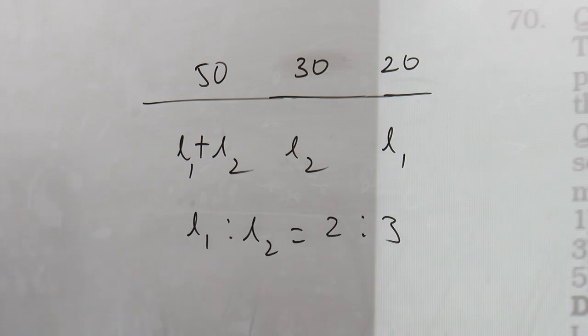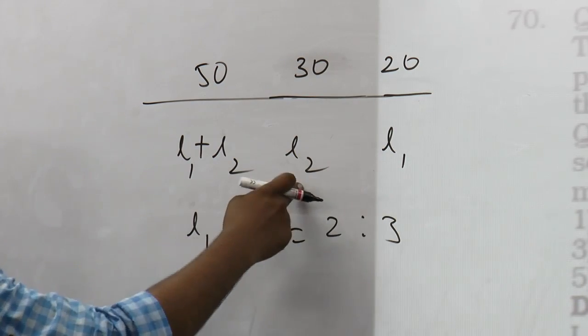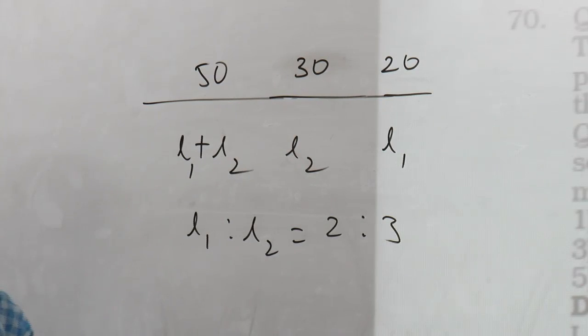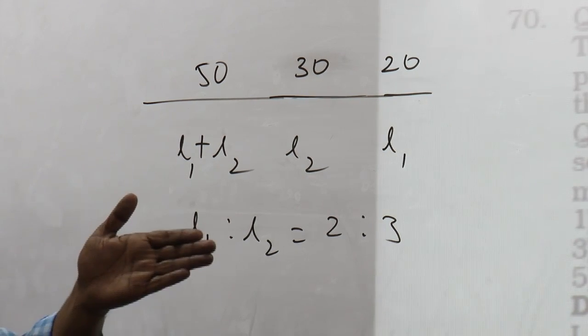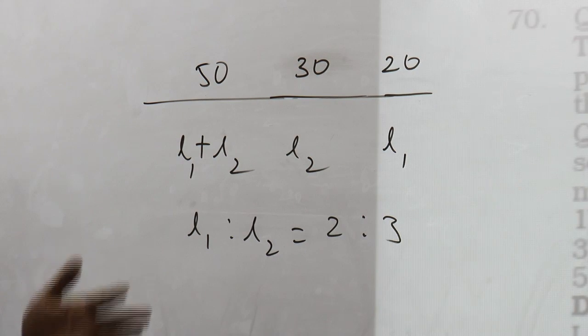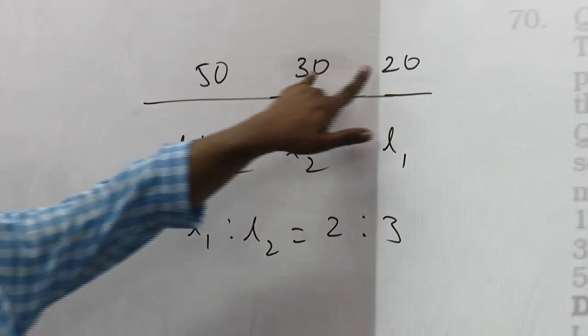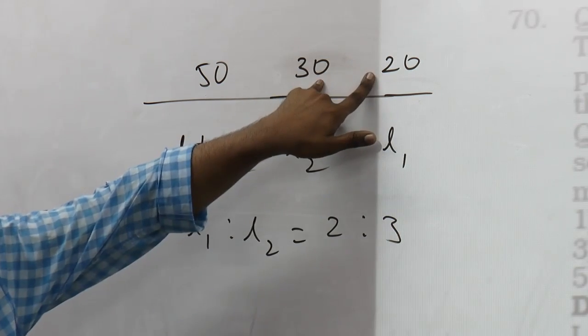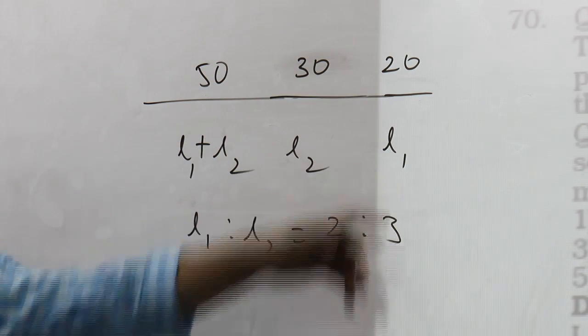Yes or no? Time ratio L1 to L2, time ratio 2:3. When speeds are same, time and distance both are directly proportional. To cover more distance, you need to spend more time. Yes or no? Right? As the time ratio between L1 and L2 is 2:3, the distance ratio is also 2:3.